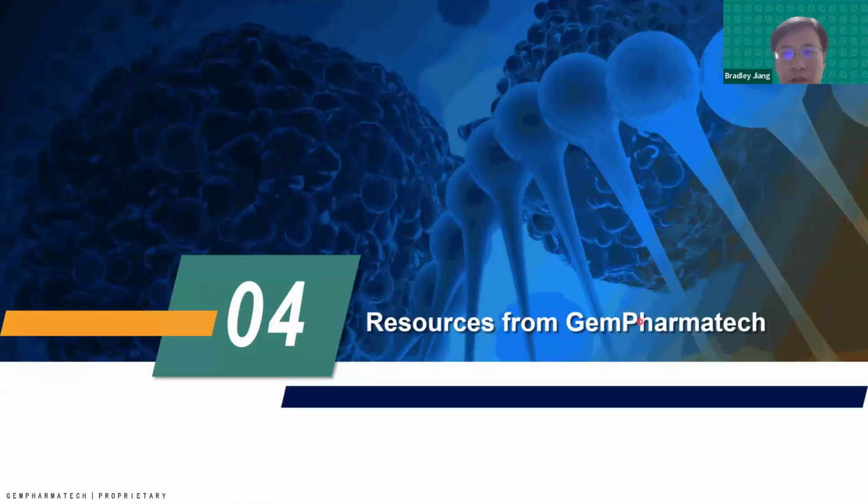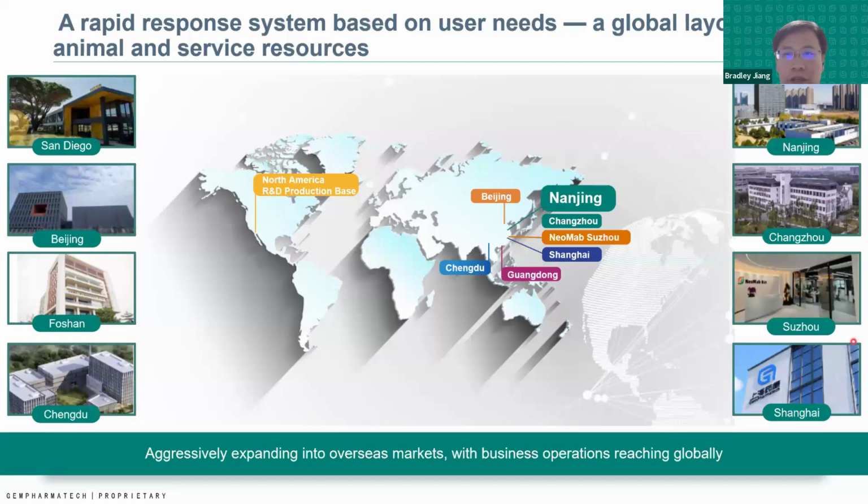At the end of the webinar, I will give a brief introduction of GemPharmatech. GemPharmatech is a high-tech enterprise. It specializes in generating genetically engineered mouse models and providing trusted preclinical services to our customers. We are a global company with our headquarters in Nanjing, China. We have about 6 branches in China and a subsidiary in San Diego, USA. This can help us respond more quickly to the needs of the global market.